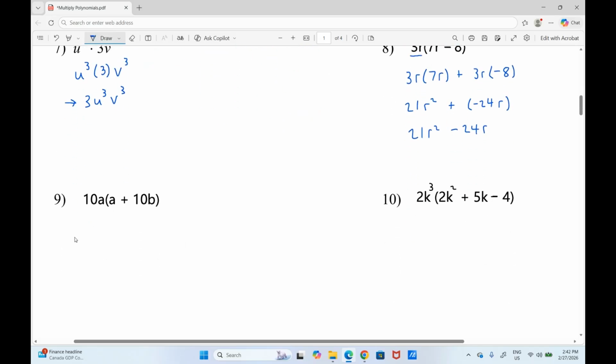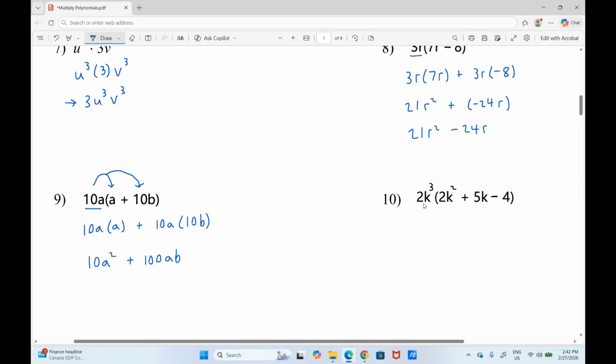Now moving on to question number 9, same idea, the distributive property. So I multiply 10a into a and into 10b. Okay, so I have 10a times a plus 10a multiplied by 10b. In this case, 10a times a is going to be 10a squared, and 10a times 10b, well, 10 times 10 is 100. Now a times b is just going to be ab. Okay, and I can't simplify anymore, so that's my final answer here.